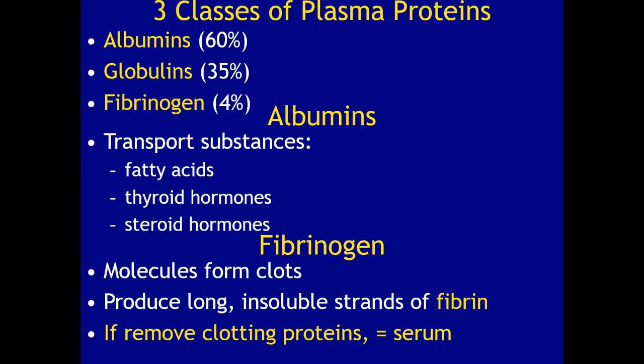Of that 7%, 60% of them are albumins. That's the greatest number of the plasma proteins as far as a group goes. So we'll talk about albumins, globulins, and the fibrinogen, and realize that fibrinogen is really low.